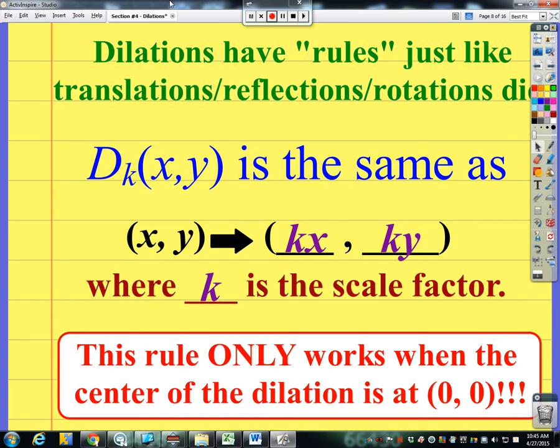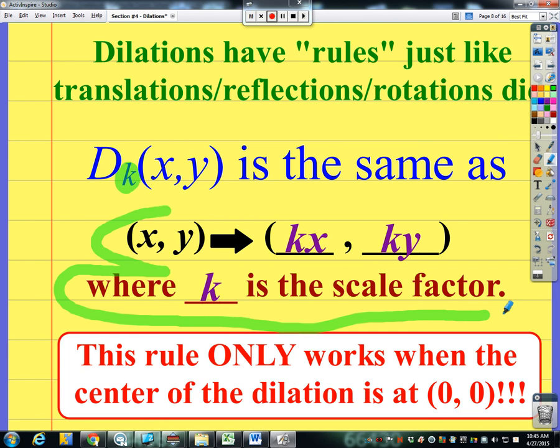Now, dilations have rules just like we did with translations, reflections, and rotations. For dilations, we're going to use a capital D for dilation, and then our scale factor is going to be this k value of x comma y points. This is just like the generic form of a dilation. If you notice, we're multiplying the x and the y by the same multiplicative factor, this k value, that is our scale factor.